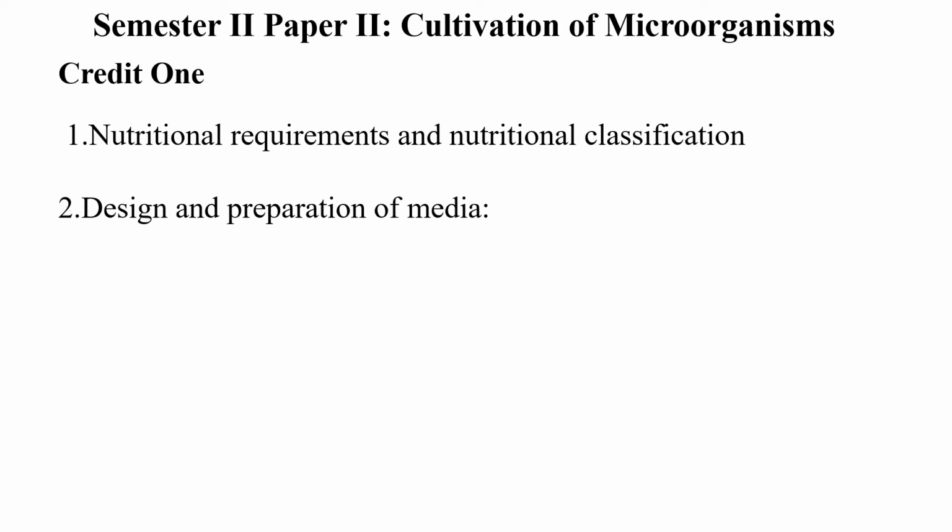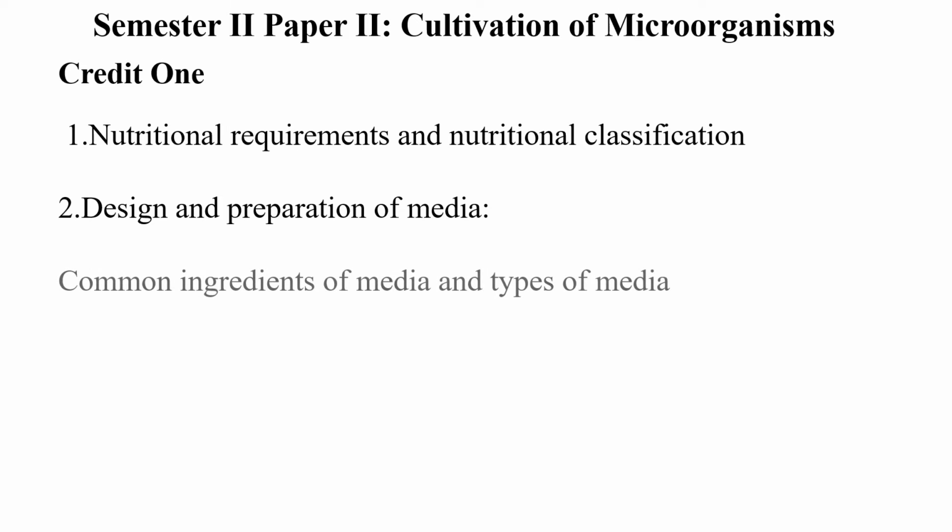Now, design and preparation of media. To cultivate any microorganism, we have to provide them a carbon source, a nitrogen source, and growth requirements. All these things are included in the design and preparation of media. When we discuss the preparation of media, what are the common ingredients or constituents of that media, and what are their main functions within that media? In addition, different types of media are available for the cultivation of microorganisms. So, we are going to discuss all these things.